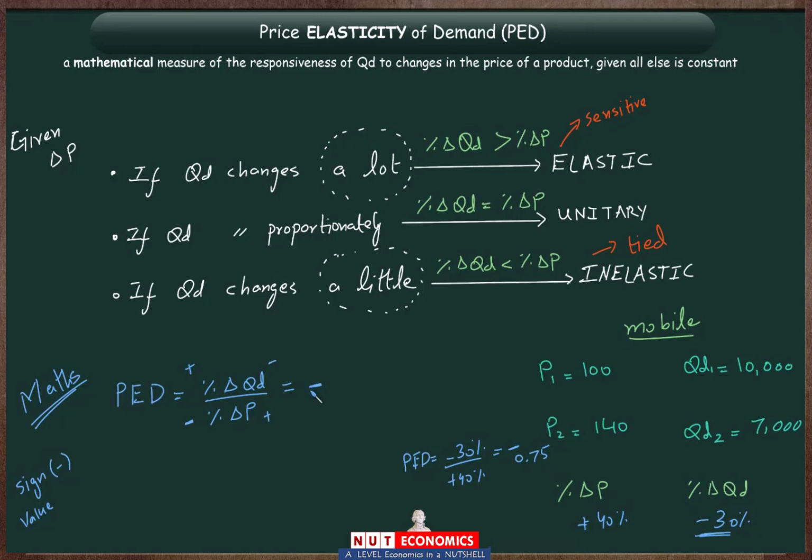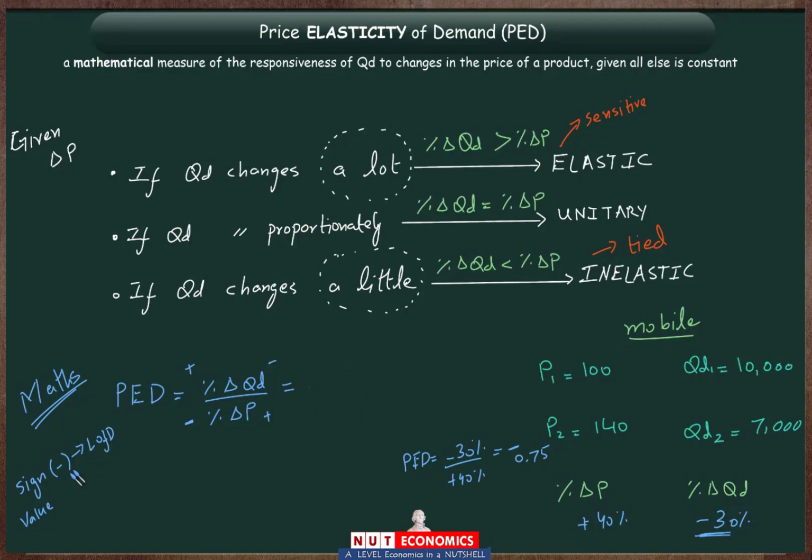So what you need to therefore remember is that the sign of PED will always be negative, and it simply reflects your law of demand: the fact that if price changes in one direction, the quantity will change in the other direction. And then you are supposed to forget about the sign.